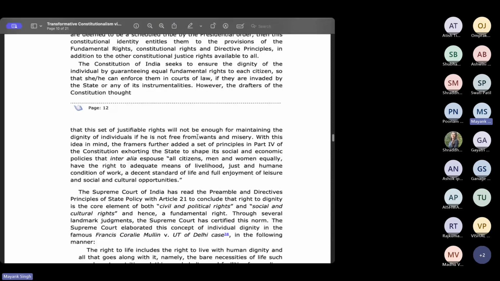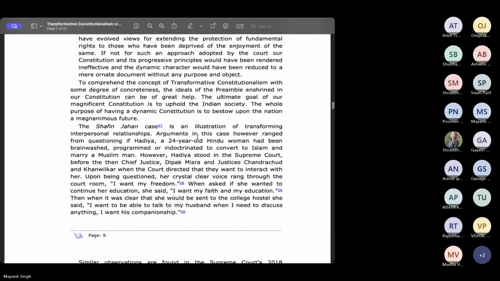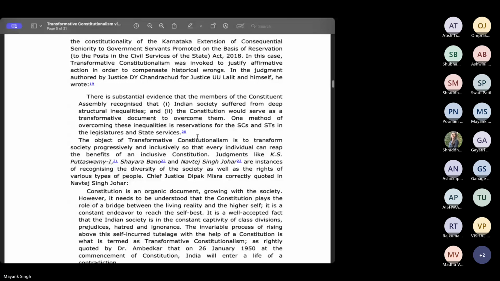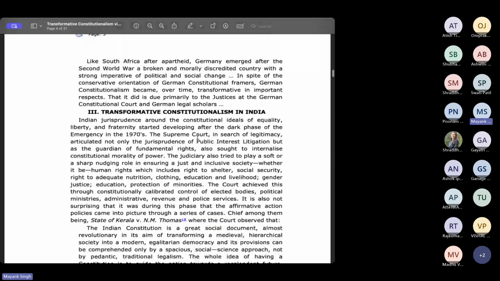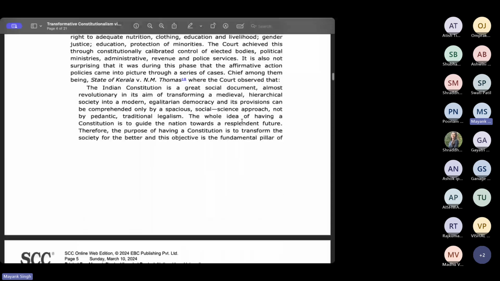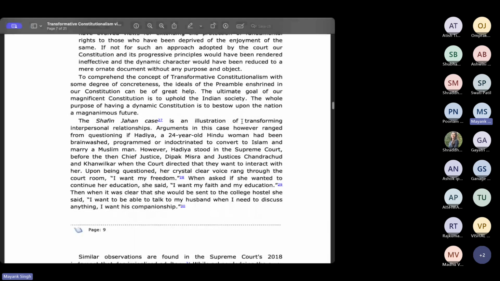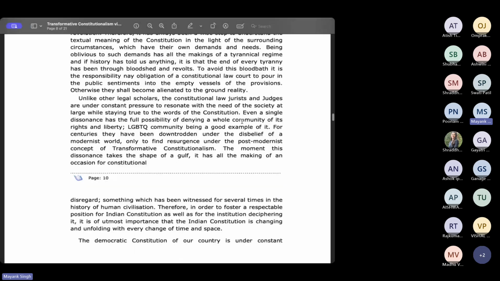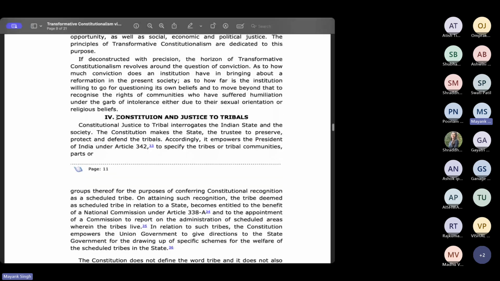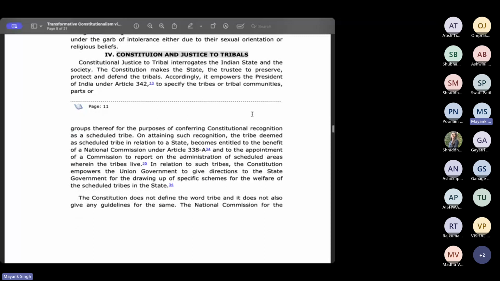Now, again come to this. I have to show you transformative constitutionalism. Then the next part is on the constitution and justice to tribals. What the constitution says about justice to tribals, they have dealt with in this part.